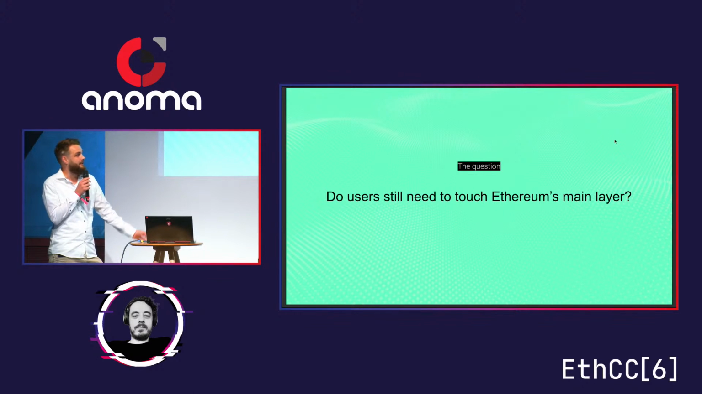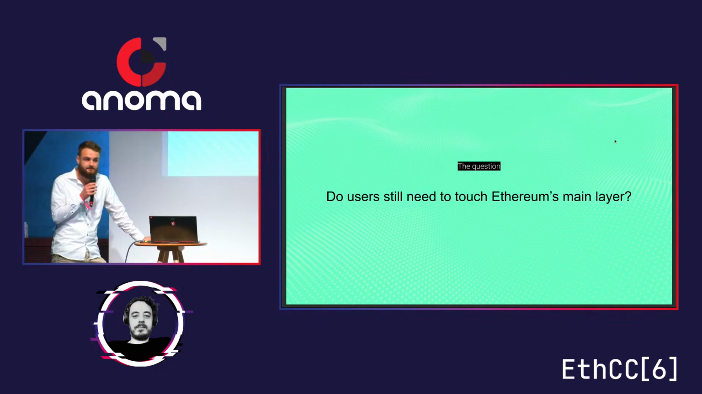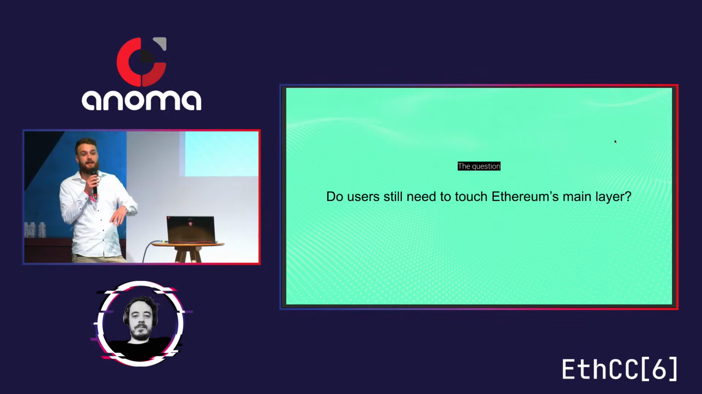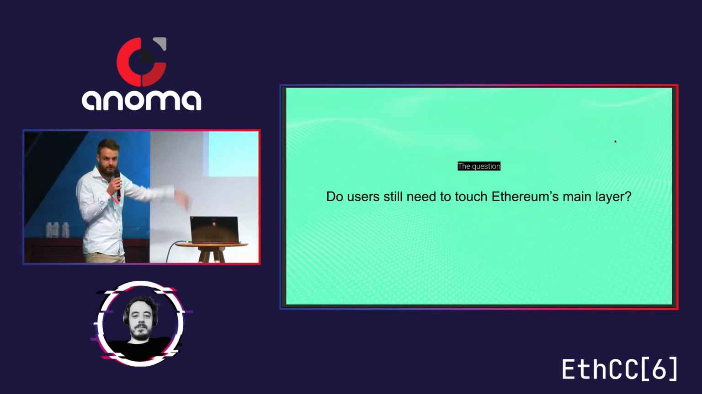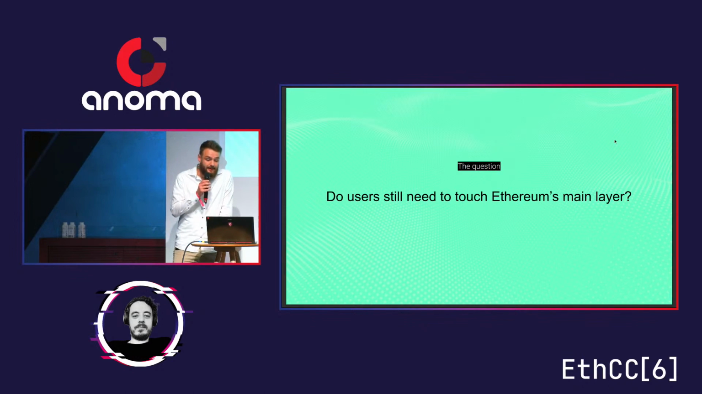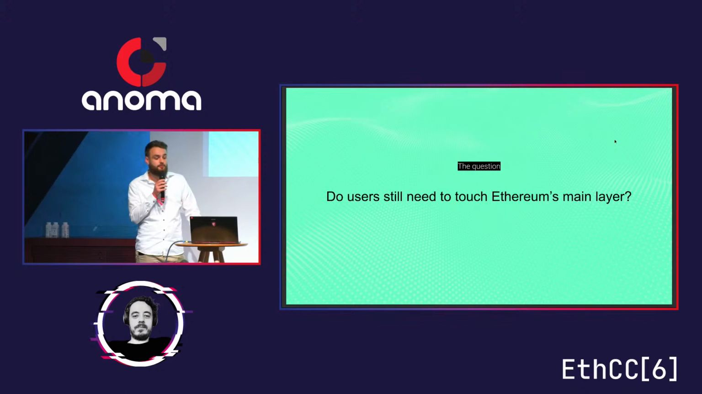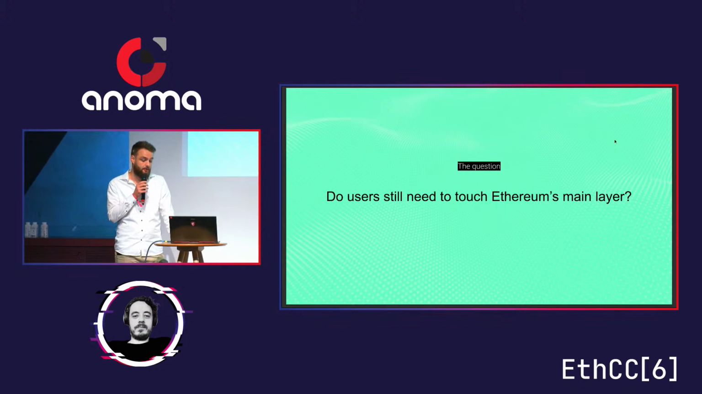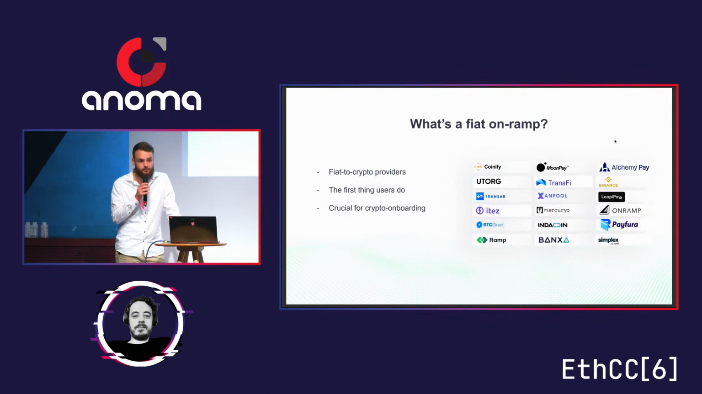So what if this is no longer required? What if you can on-ramp directly to layer 2 with fiat on-ramps, and not touch the main layer at all? I'll try to answer this question. Is this possible? But first we need to take a step back and look at what fiat on-ramps are.